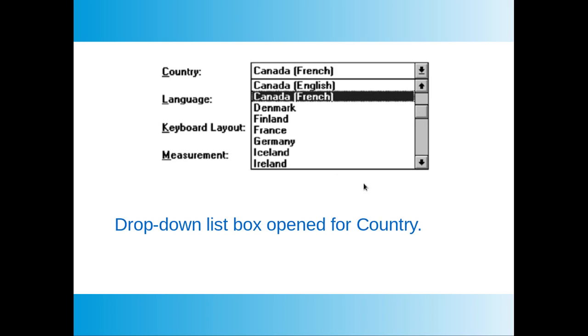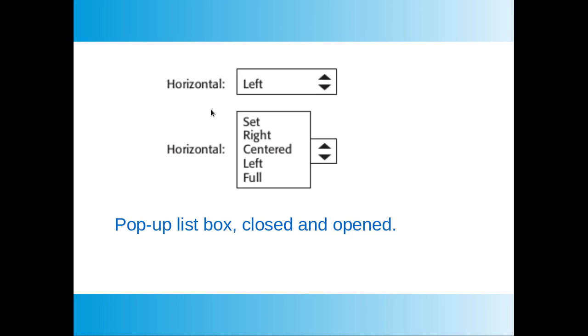Drop down list box opened for country. Here you can see, user is allowed to scroll also, and it displays the available countries, and even the same for language also. And here is the example of a pop-up list box, closed and opened. When the user clicks this button on the left, it opens up a pop-up like this: right, centered, left, and full horizontal. Okay.